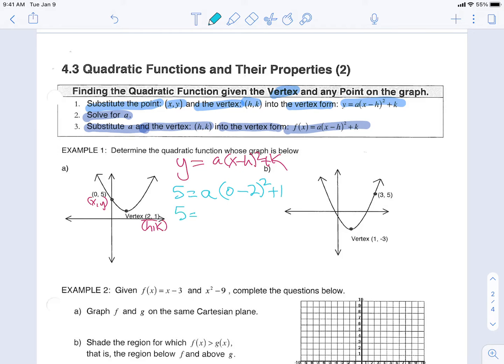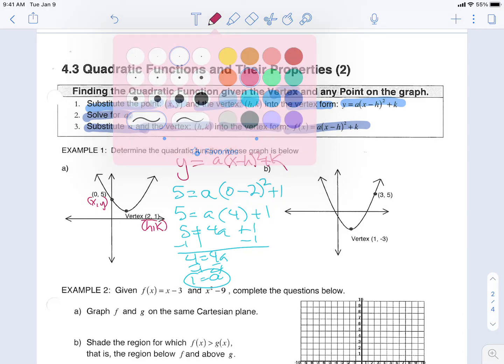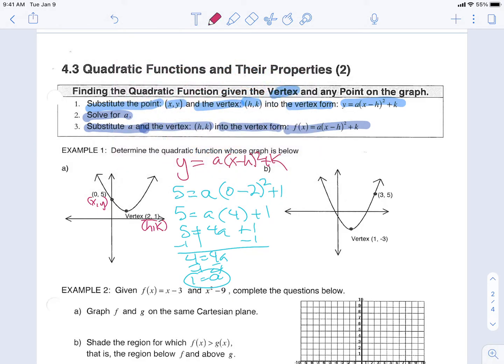So I'm going to carefully simplify here. So this is 4 plus 1. So 5 is equal to 4a plus 1. Subtract 1 from both sides. 4 is equal to 4a. Divide by 4. a is equal to 1. All right, but remember, we're not done yet. We have to substitute it back into the equation. So either using f of x or y, it's not a big deal if you interchange those. f of x is equal to 1 times x minus 2 squared plus 1, or more commonly you don't put that 1 there, right? So x minus 2 squared plus 1.